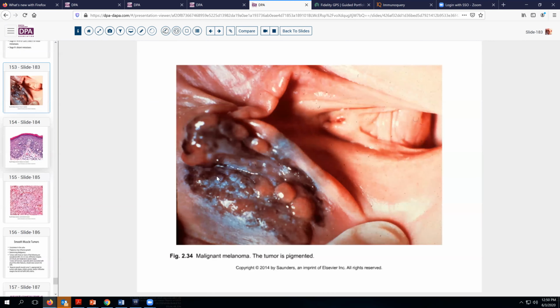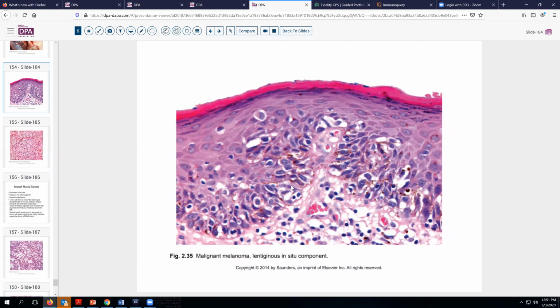Here's a nice gross image. You can see the pigmentation. As I indicated, it can be somewhat nodular and undulating and so forth, and therefore difficult to ascertain depth. Under the microscope, of course, here's why it can be difficult to distinguish from Paget's disease.